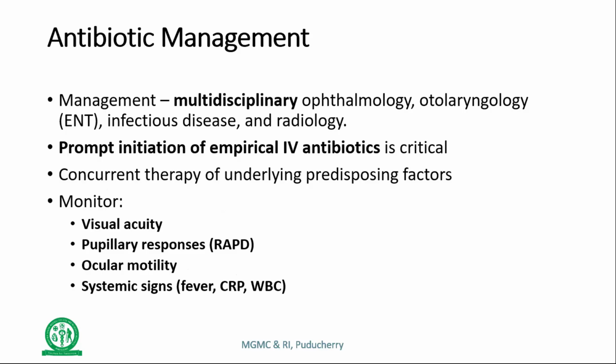Moving on to management. So the first thing that we should remember is, once the clinical suspicion has been made, immediately we should start the patient on therapy. A prompt initiation of empirical IV antibiotics is critical to manage a case of orbital cellulitis. So we have to start the patient on broad spectrum antibiotics. And remember, it is a multidisciplinary approach because there is a need to treat the underlying predisposing factors. Not only that, we need to closely monitor the patient for visual acuity, pupillary response, motility, and systemic symptoms.